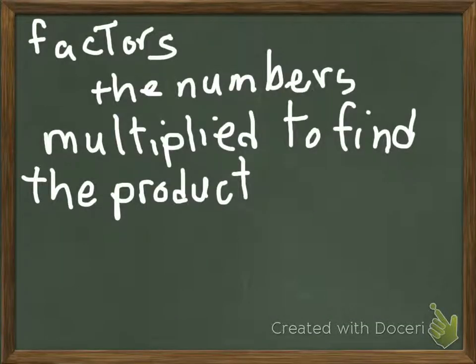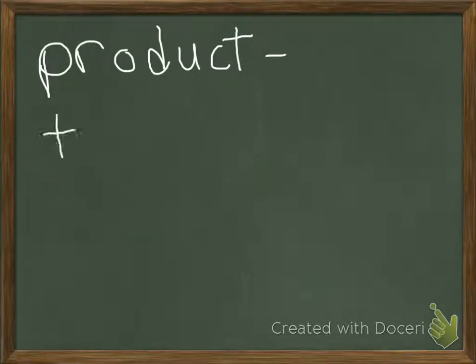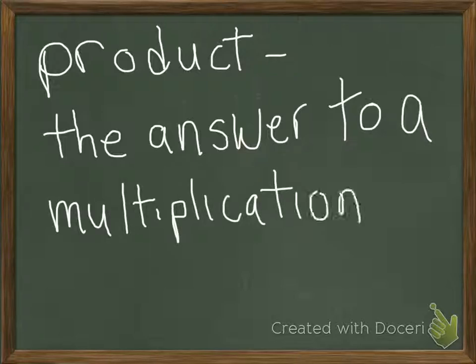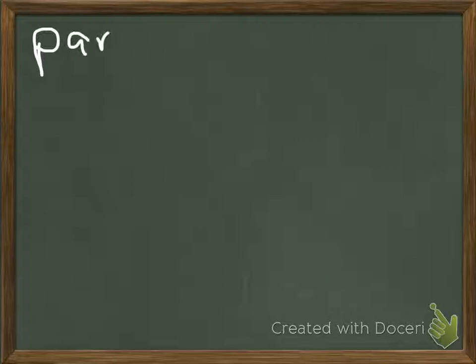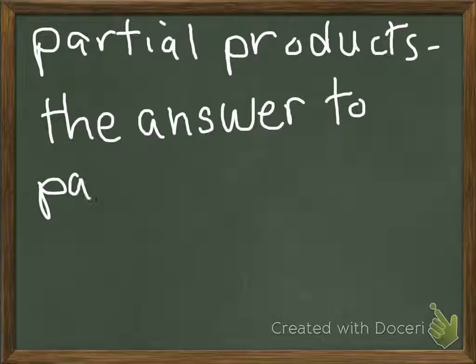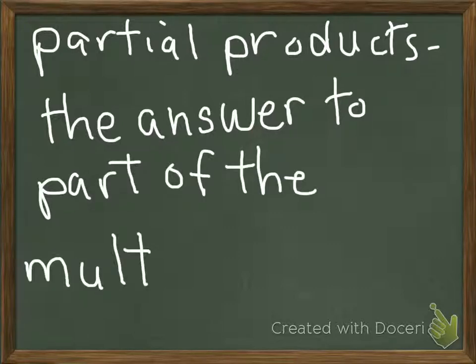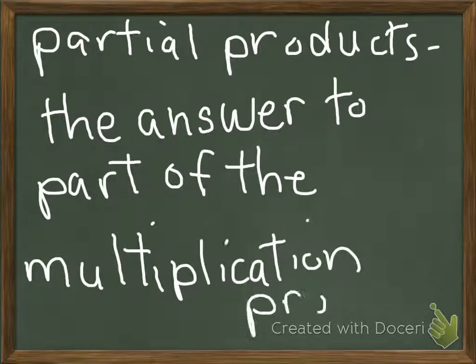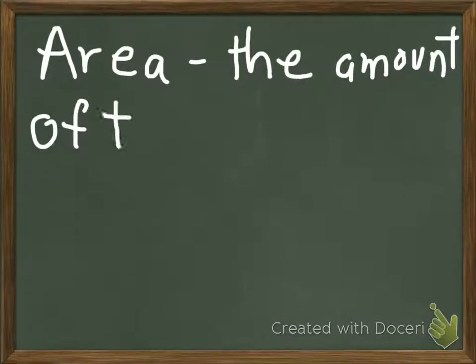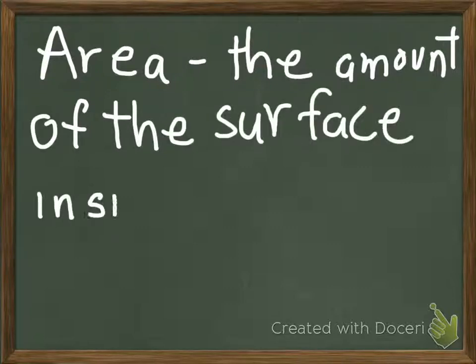Here are some important words you'll need to know. Factors, the numbers multiplied to find the product. Product, the answer to a multiplication problem. Partial product, the answer to part of the multiplication problem. Area, the amount of the surface inside a rectangle.